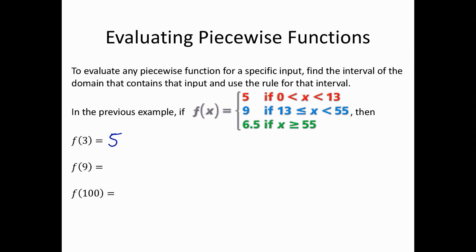Now for the 9-year-old, it'd still be in that same range, between 0 and 13. So that 9-year-old, their ticket would still cost $5 per ticket. Now for the 100-year-old, well, let's go through. That's not between 0 and 13. It's not between 13 and 55. That is greater than or equal to 55. So that means our output is that 6.5. So in other words, for the 100-year-old person, it would cost them $6.50 to go see that movie.